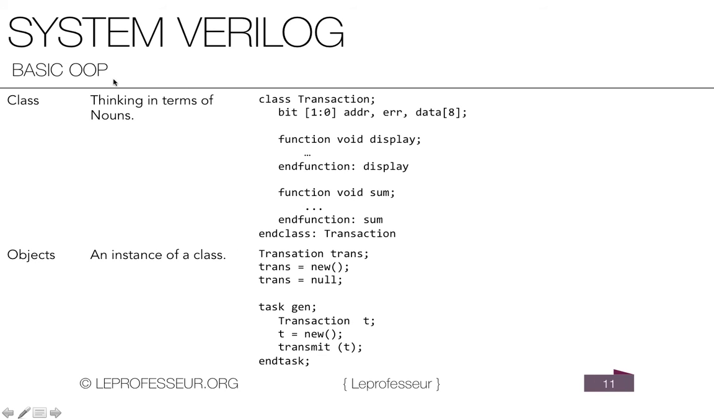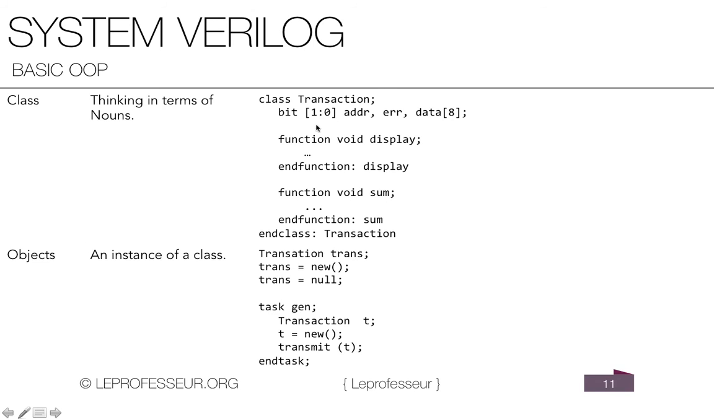Basic object oriented programming: class and object. An object is nothing but an instance of a class. Thinking in terms of nouns becomes a class. Say transaction becomes a class, and what is in the transaction? You have the address, you have error, you have data, you have functions. You can define functions in the class. You can define a bunch of things.